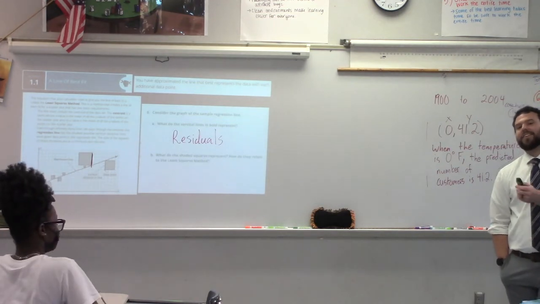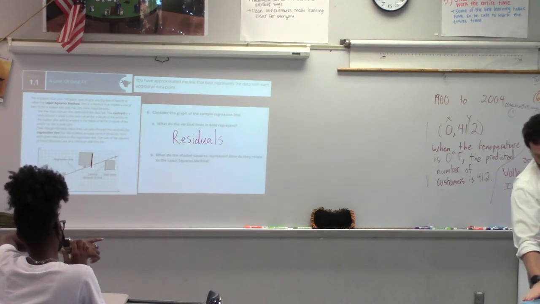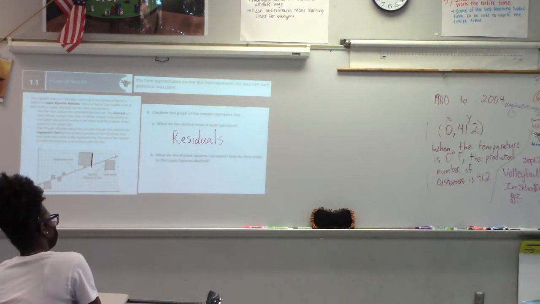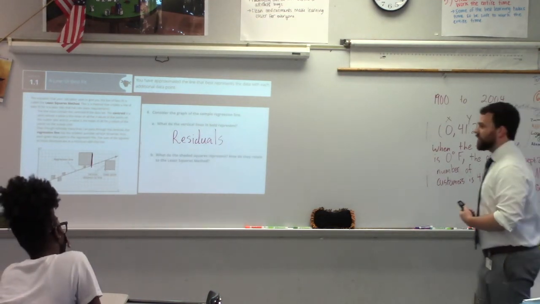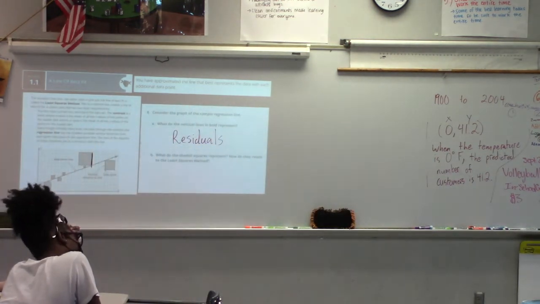Which page is this? 171. Oh, sorry, yeah, it's page 171 in the book. Okay? So I'm not going to stress about B, but I do want to emphasize that idea that the vertical lines are the residuals.